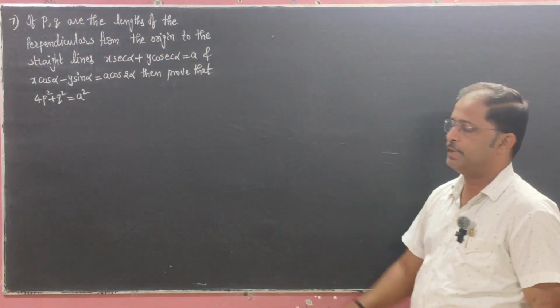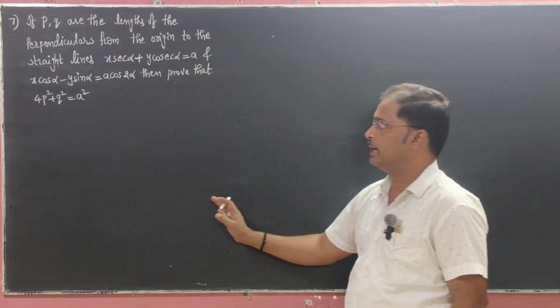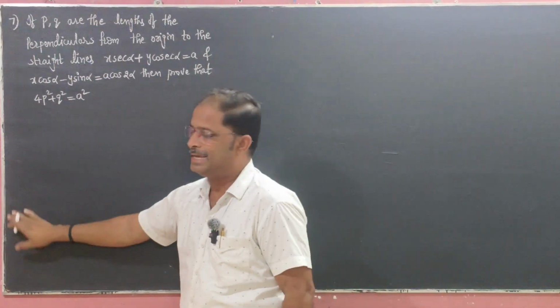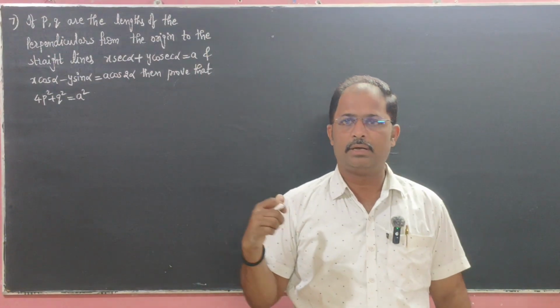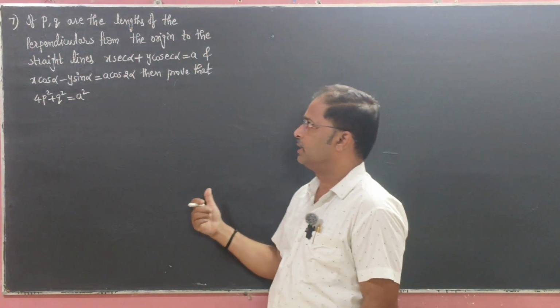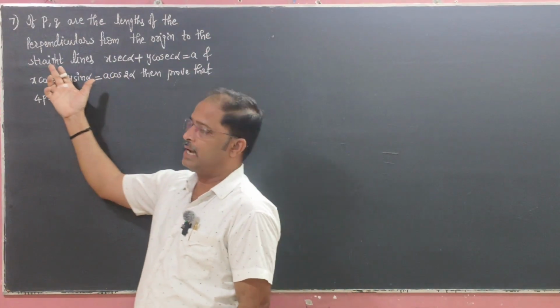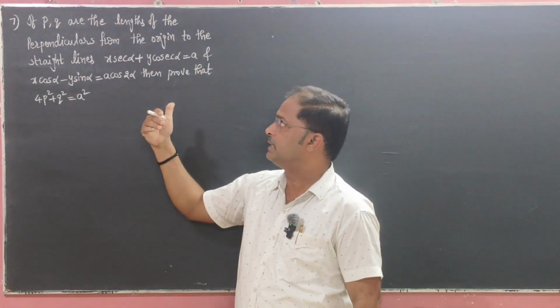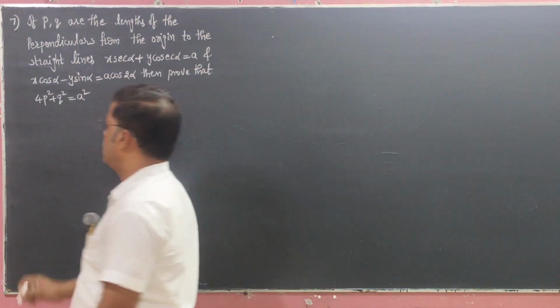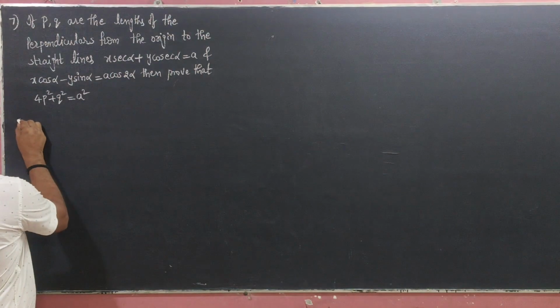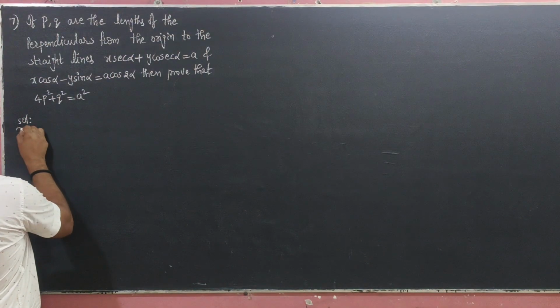This is the 1B intermediate first year, 1B paper, straight line chapter long questions. Today's class is straight line chapter long questions. Already 6 long questions are completed. This one is the 7th long question. Now the actual solution of this one.